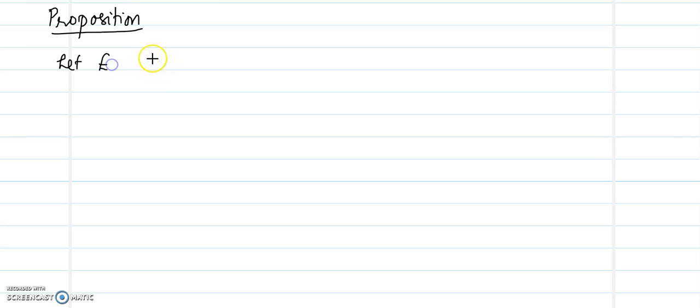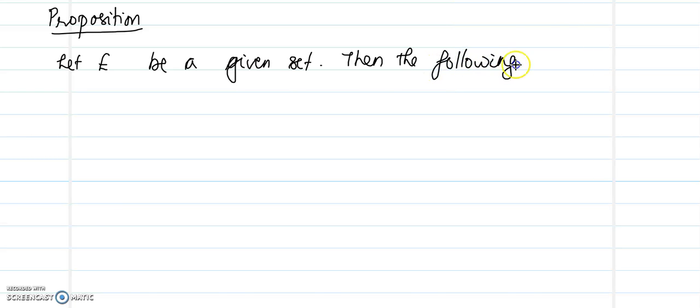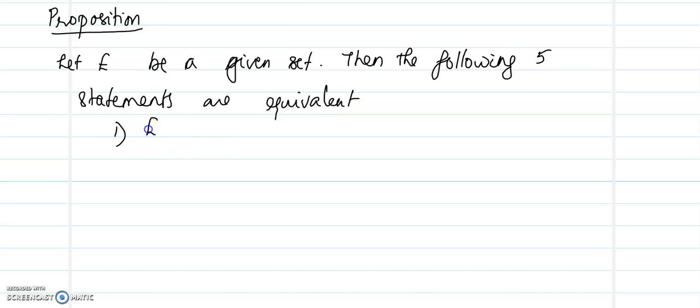Let E be a given set, then the following 5 statements are equivalent. The first statement is E is measurable. This statement can be used to show that given E is measurable.